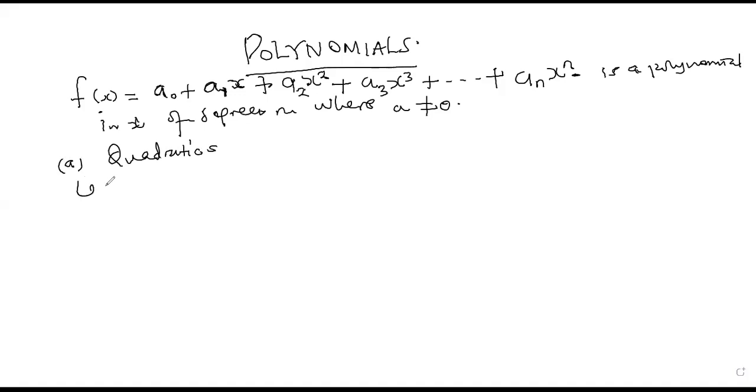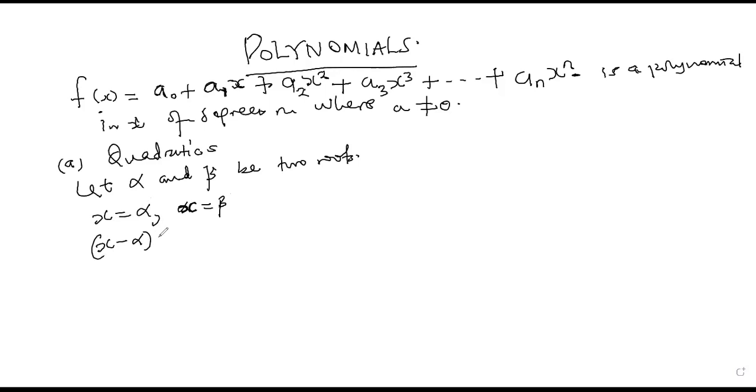Now, I know you have looked at roots of the equation. So if I let alpha and beta be two roots, since my polynomial is in x, it means that x is equal to alpha, and at the same time x is equal to beta. If I have these two, it means that x minus alpha is equal to 0, and x minus beta is equal to 0. So if I have these factors, then x minus alpha times x minus beta is equal to 0.